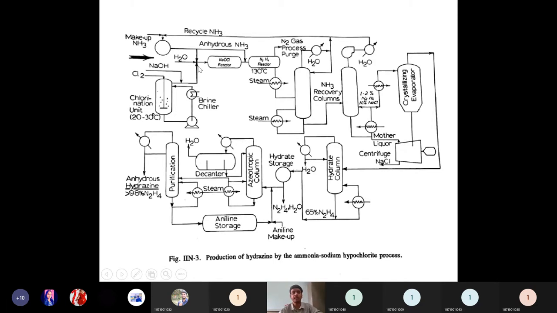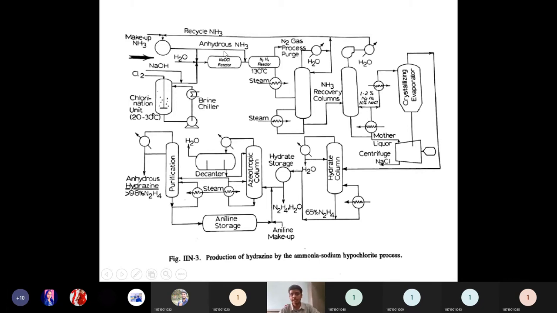Then aqueous ammonia will be reacted with NaOCl, which is sodium hypochlorite, formed in the chlorination unit. NH3 plus NaOCl will give rise to chloramine. Then this chloramine, which is formed in this second reaction, will be reacted with further aqueous ammonia, and it will give you hydrazine.